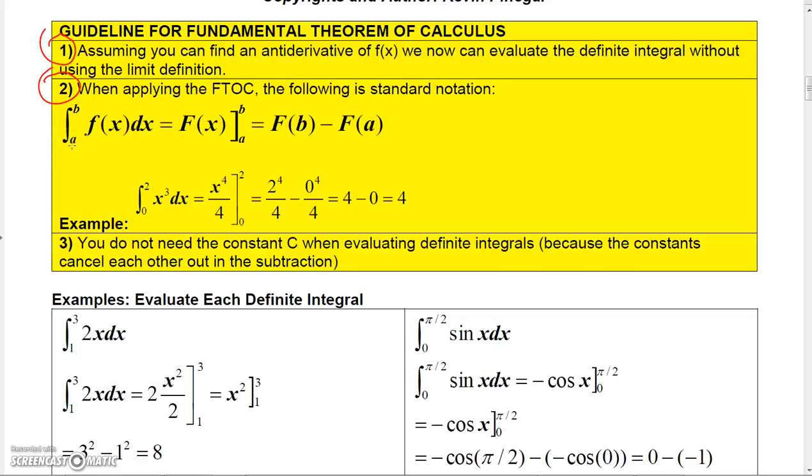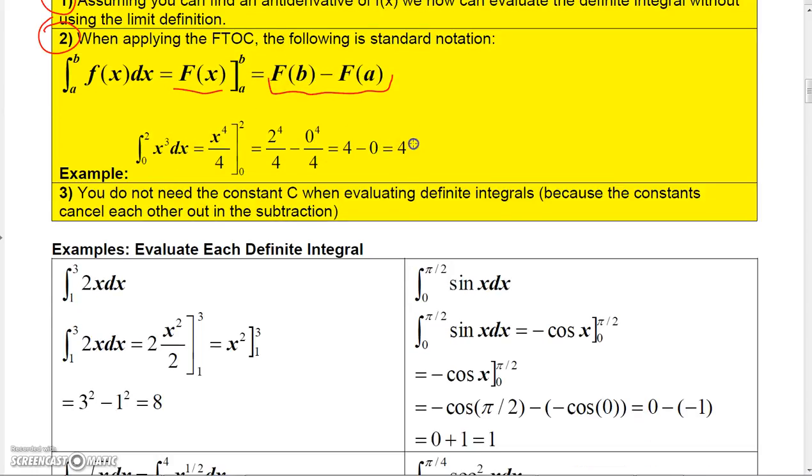So when you want to integrate from a to b f of x dx, you take the antiderivative, the one without the constant, and then you evaluate that antiderivative at the upper limit, and then evaluate at the lower limit, and then take the difference. And make sure you do it in the right order. It's got to be the antiderivative evaluated at the upper limit minus the antiderivative evaluated at the lower limit.